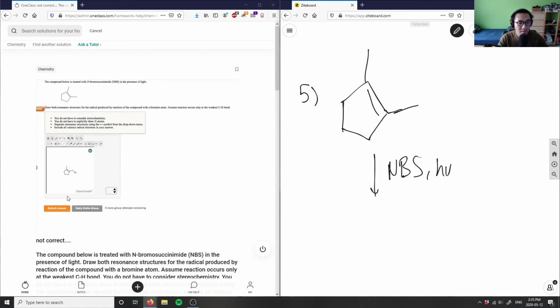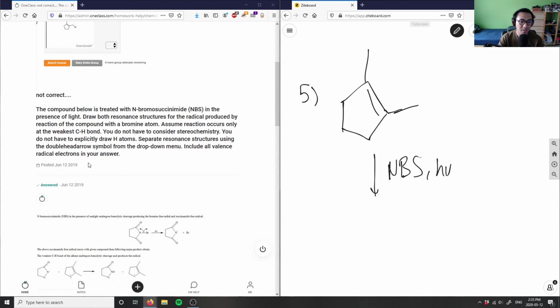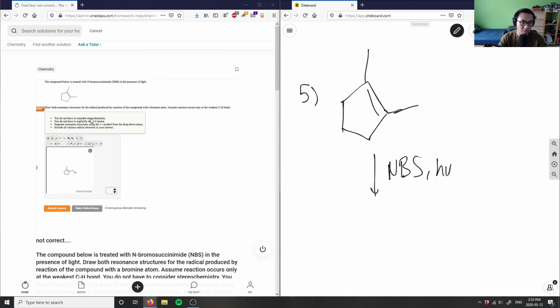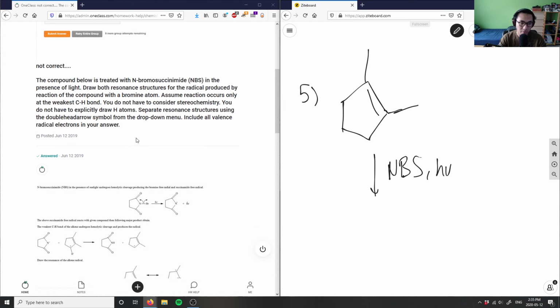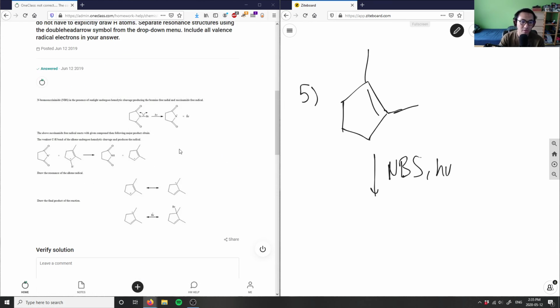So this guy wrote that the bromine is going to attach here. But again, this here would be the incorrect solution. So again, this says here it's not correct, right? So again, it says here you don't have to consider stereochemistry, you don't have to draw each atom, and so on and so forth. So what they're doing is they're actually going to break down the mechanism behind NBS here. It's actually a very complicated radical halogenation step.